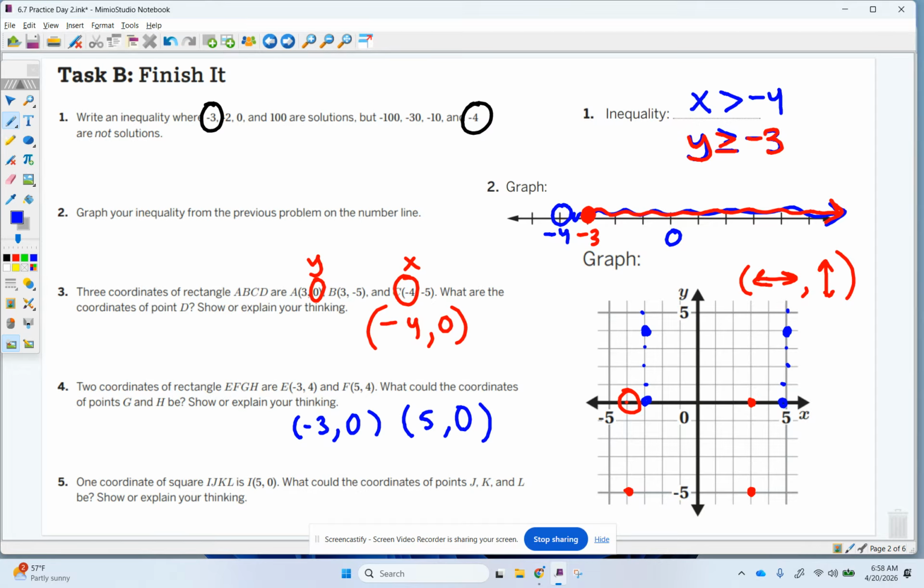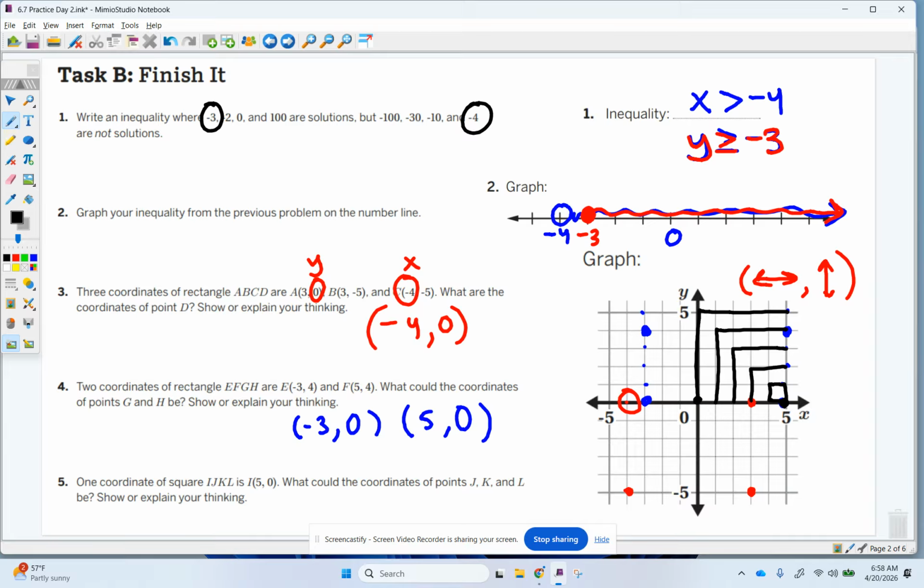And then I have a square. It says 5, 0, which is right there as a square. Well, I could have that square, I could have that square, I could have that square. I'm going to go with this one, the 5 by 5 square.